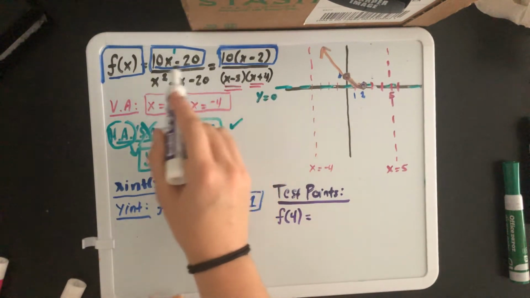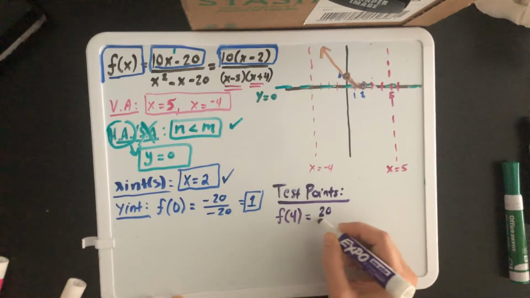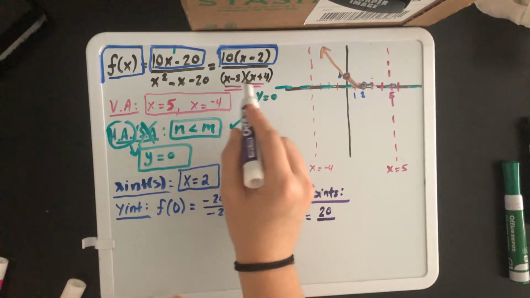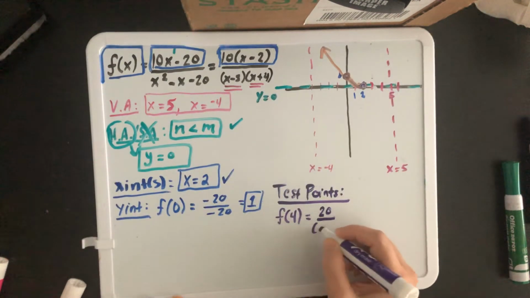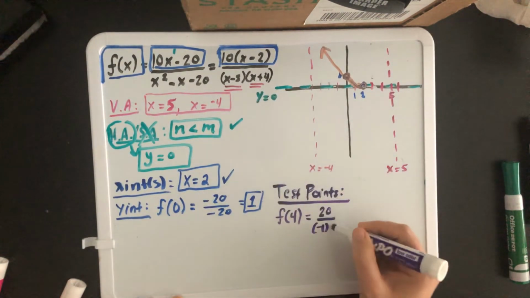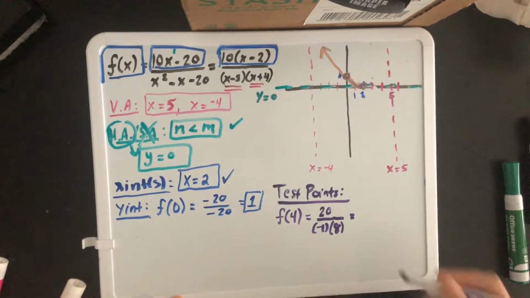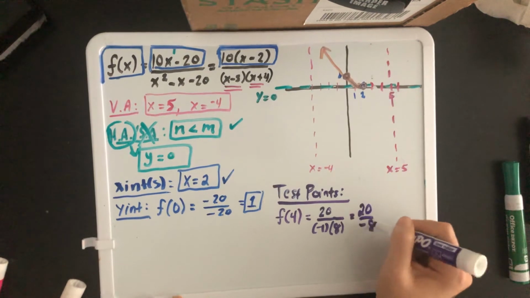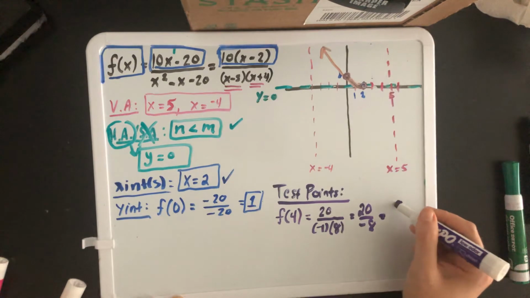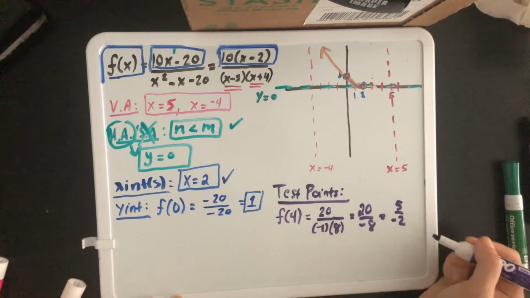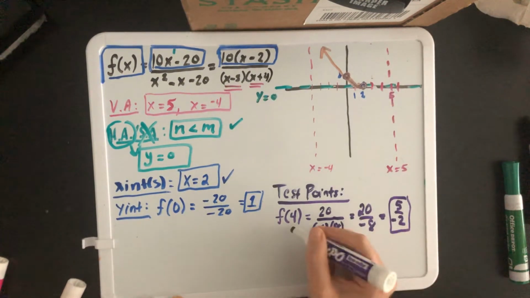I would have here, for example, 10 times 4, which is 40, and 40 minus 20 is 20. If I put 4 in the denominator, you could put it in either place here. This might be easier. This is a 5, remember? 4 minus 5 is -1, and 4 plus 4 is 8. So I should be getting here 20 over -8. And I could reduce that. Both of them have a 4 as a factor. 4 goes into 20 5 times, and 4 goes into -8 -2 times. So -2.5, or -5/2, would be the output at this input.